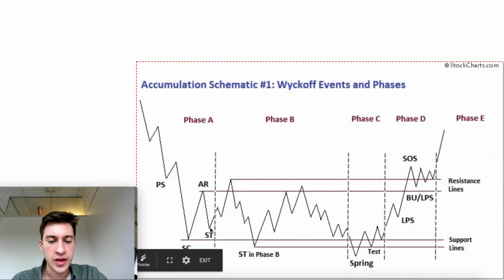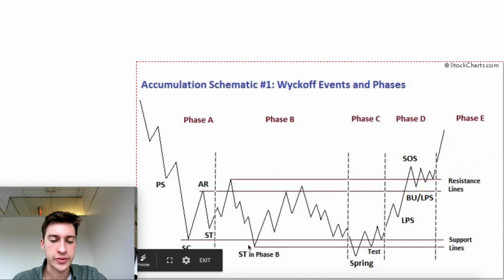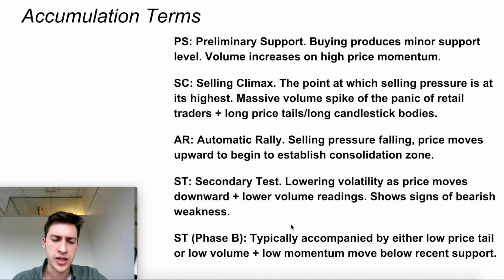So we see that. And then after that, we get a quick rally around the AR, the automatic rally, or even a bit higher. And then after that, we're going to get this ST down to phase B. So the ST for phase B is going to be a little bit different. What we're going to see here is actually a move below support and then a move right back up.